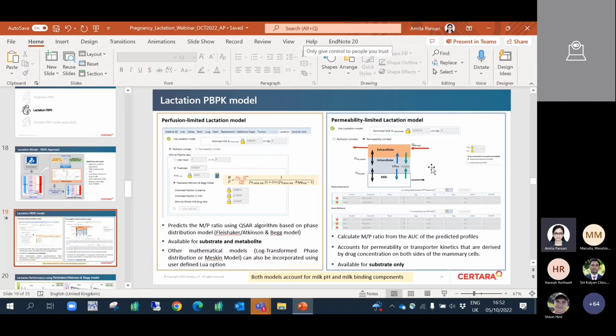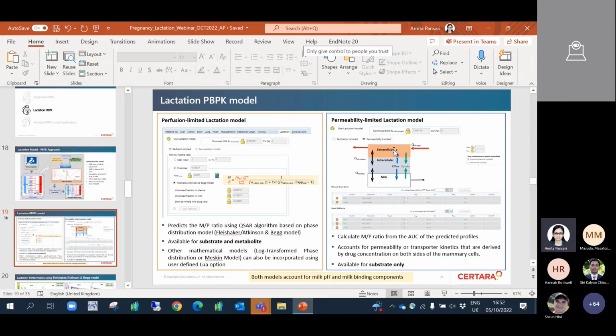Sorry, I just had a quick question. But I think there are now permeability experiments that are available. Are all the permeability transporters incorporated in Simcyp, or is it still a work in progress?